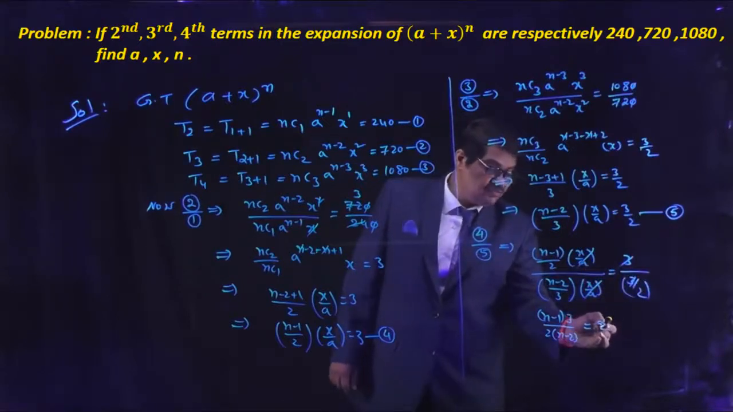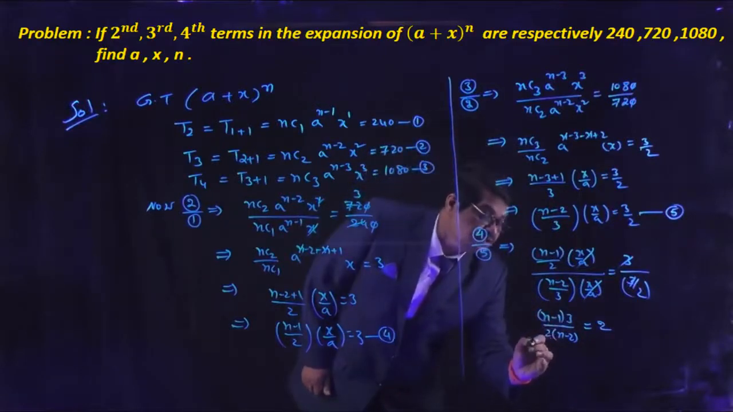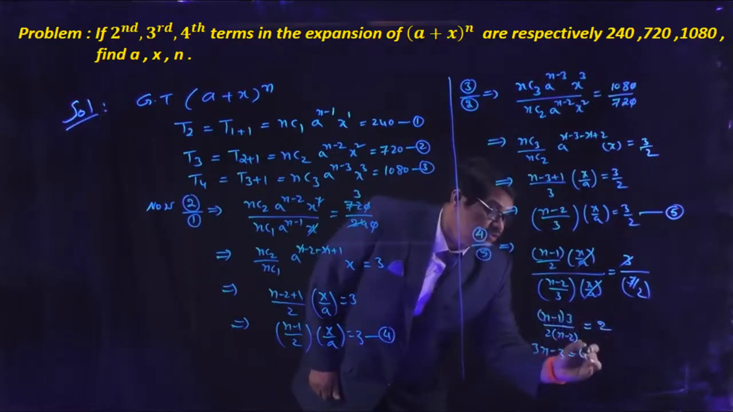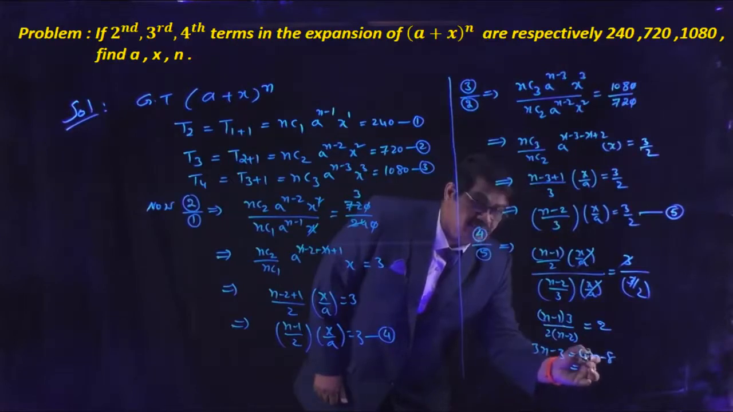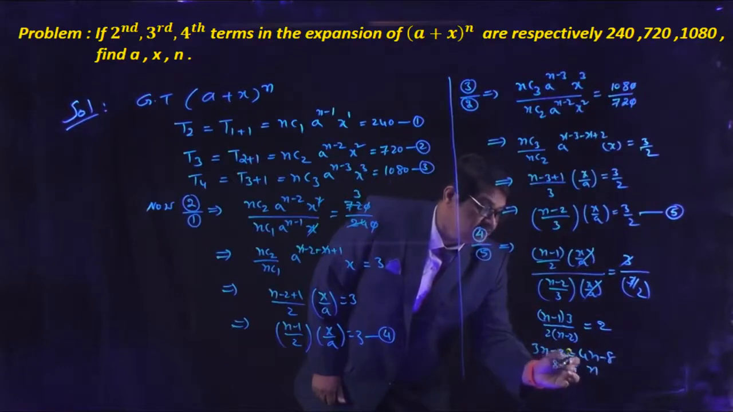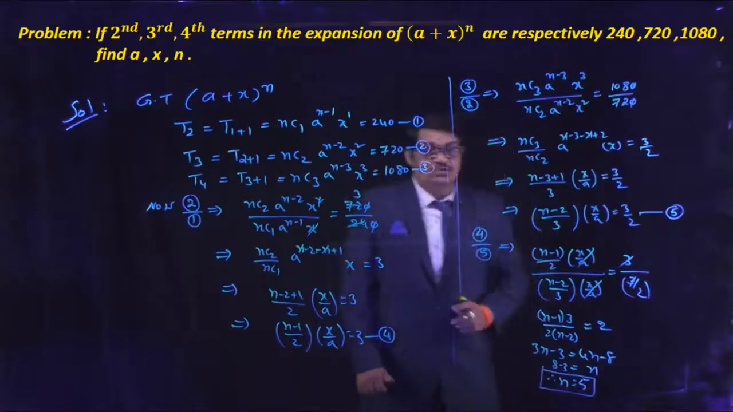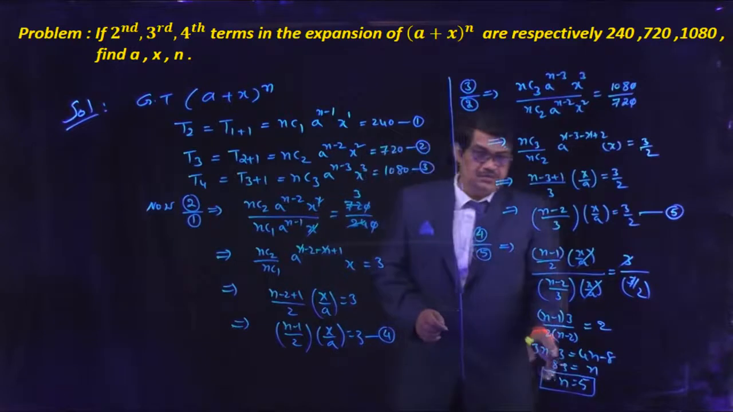Now we are cross multiplying and simplifying: 3n minus 3 is equal to 2 into 2 is 4, 4n minus 4 into 2 is 8. So 3n moves to this side: 4n minus 3n, that is n. Here 8 moves to this side, that is 8 minus 3. Therefore n is equal to 8 minus 3, that is 5. We are getting the value of n. n is equal to 5.